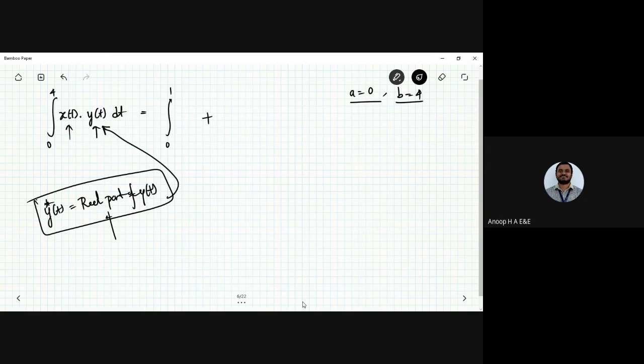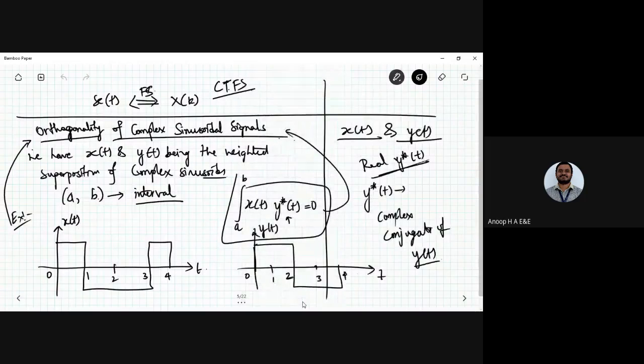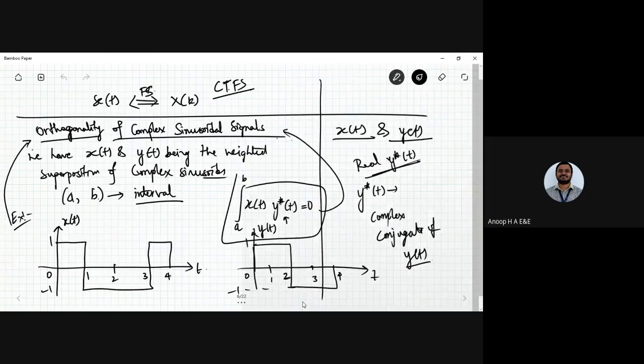So let me analyze it from 1 to 2, next from 2 to 3, plus the integral from 3 to 4, and the integral from 0 to 1. I am talking about this product of these two signals. Let me analyze it from 0 to 1. This is 1, this is minus 1, this is 1, and this is minus 1. So from 0 to 1, the value would be equal to 1.